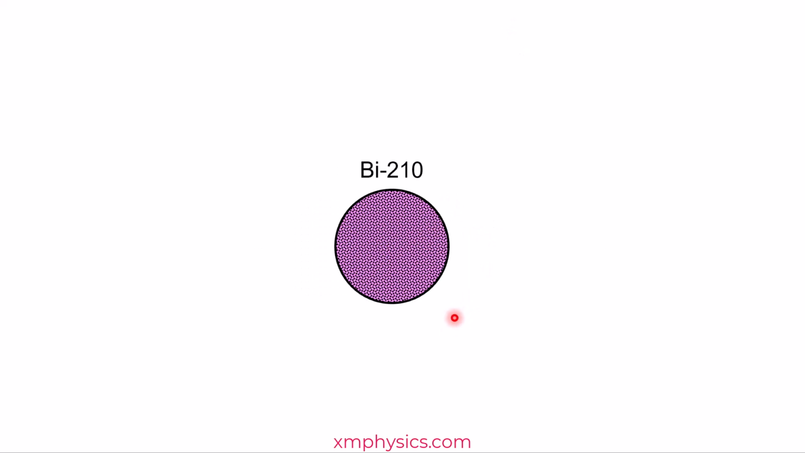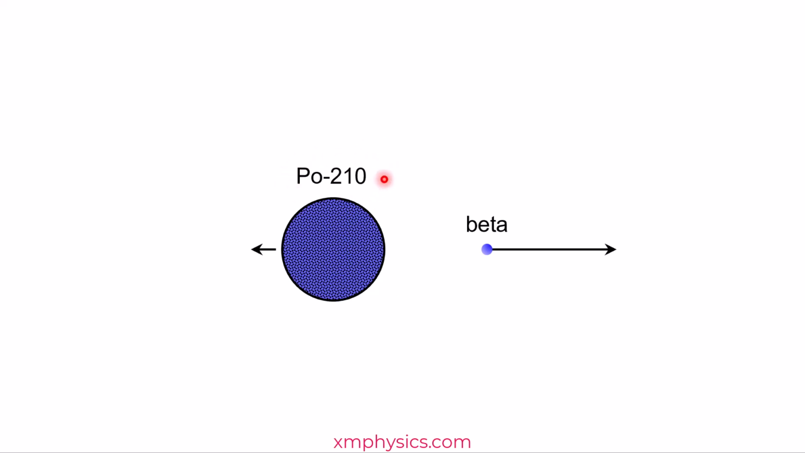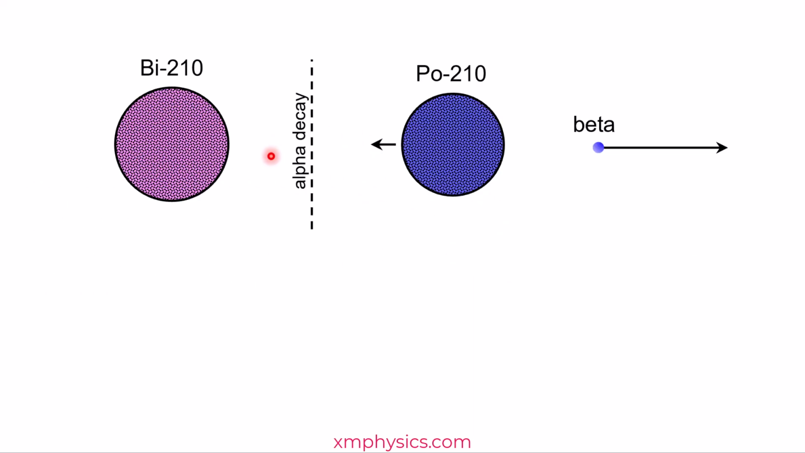Hello, let's talk about the beta decay of bismuth-210. During a beta decay, a bismuth-210 nucleus splits itself into a polonium-210 and a beta particle. The energy released provides for the KE of the daughter nucleus and the beta particle. Since the total momentum must be zero before and after the decay, we know that the polonium-210 and the beta particle must have equal but opposite momentum.